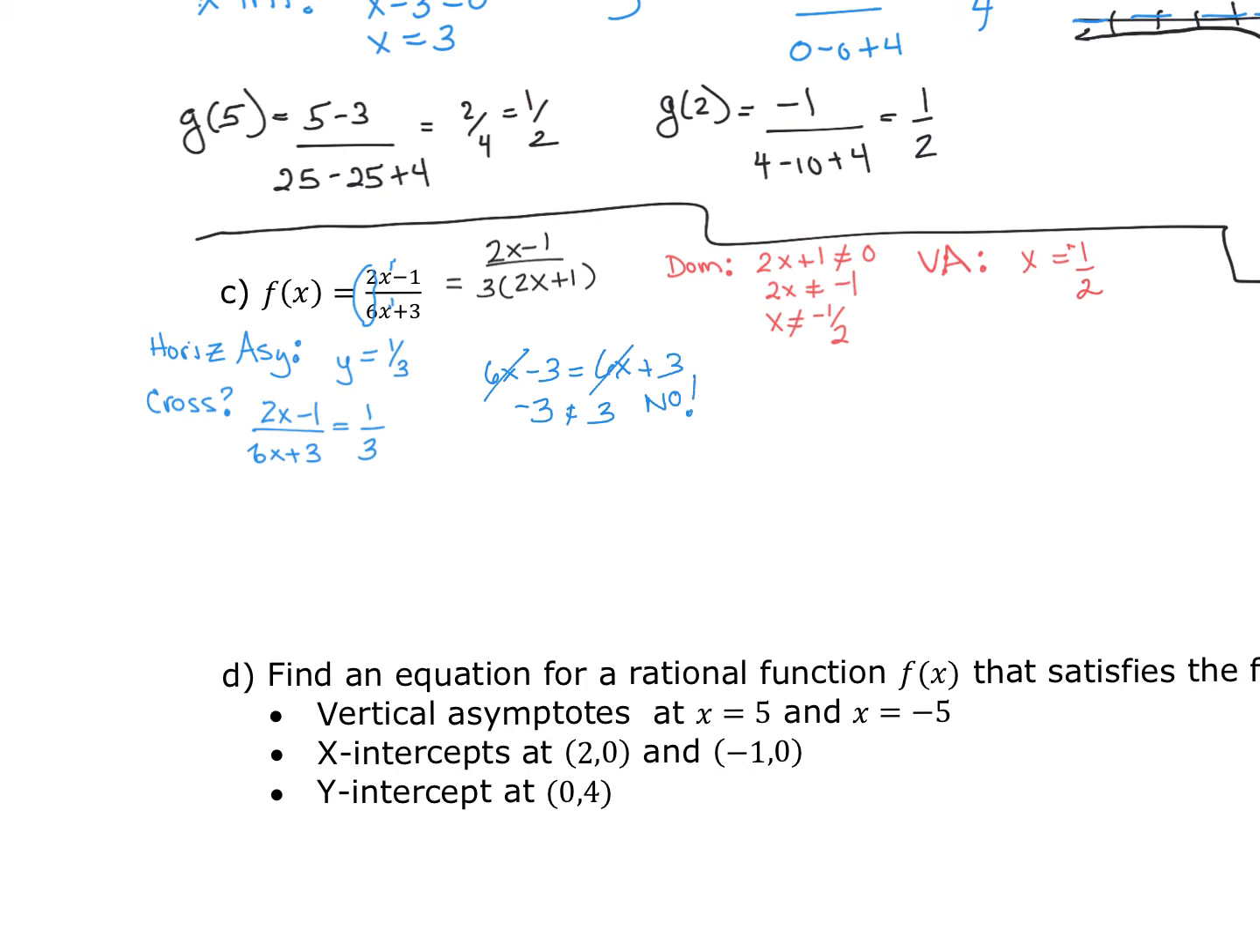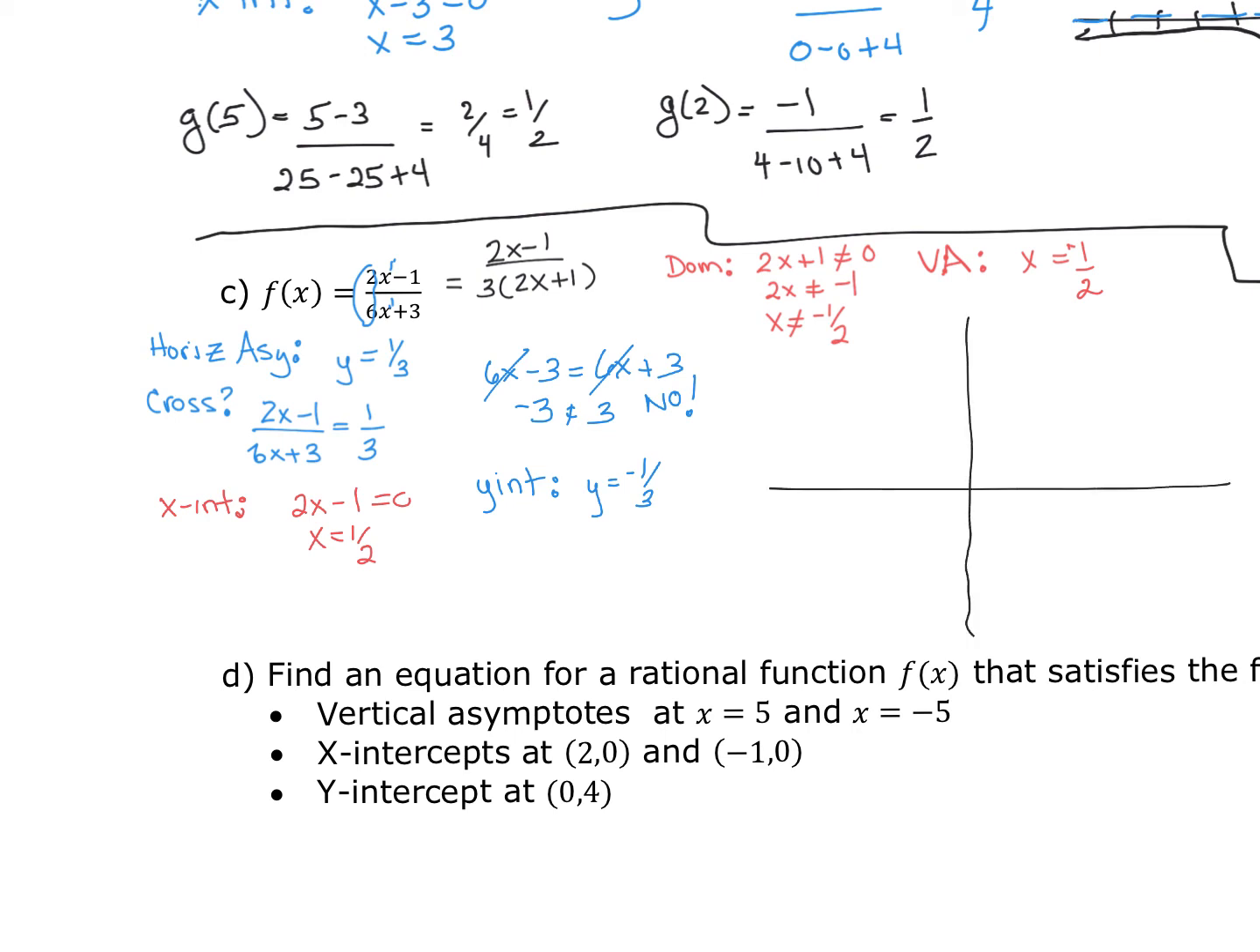And then we want to see our x and y intercepts. So for our x-intercepts, we let the numerator equal 0. So if 2x minus 1 equals 0, x is equal to 1/2. And for our y-intercept, we let x equal 0, and we will get y equals -1/3. And then we'll put this all together.